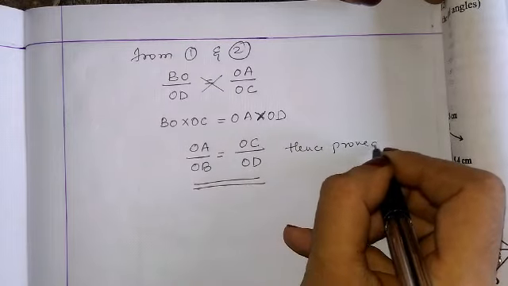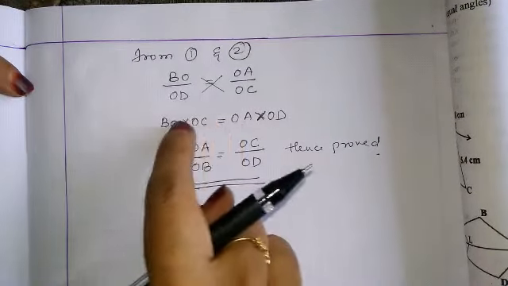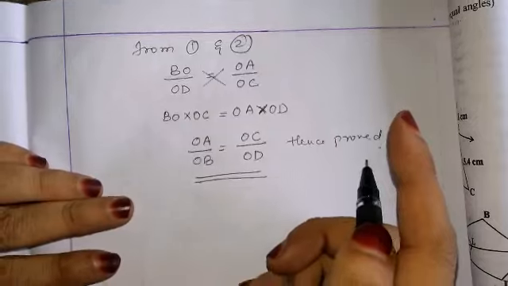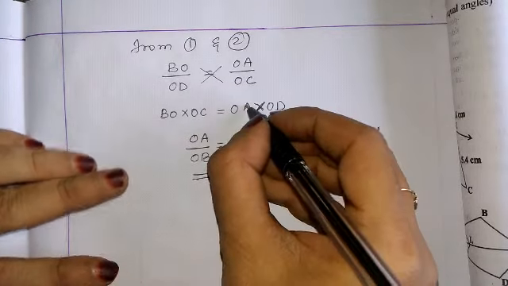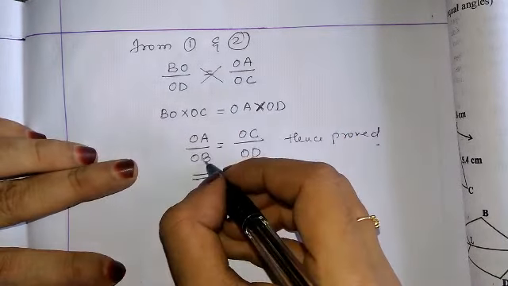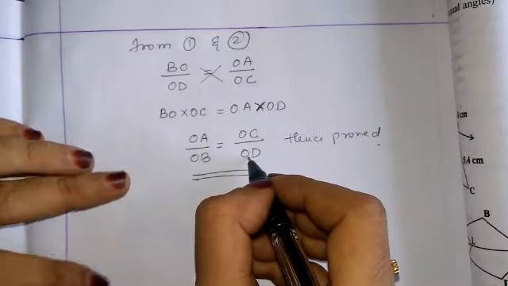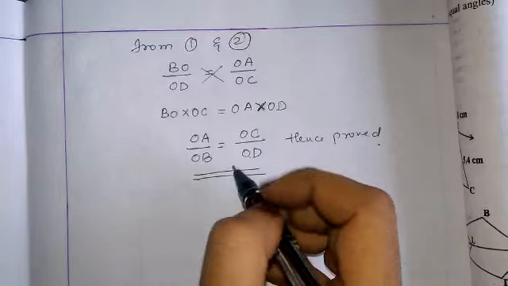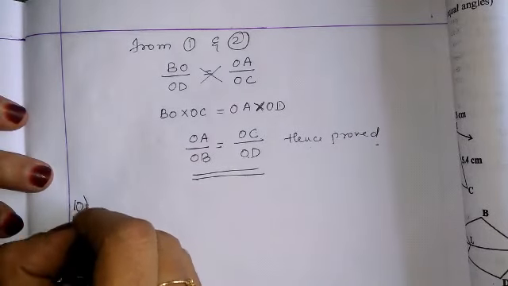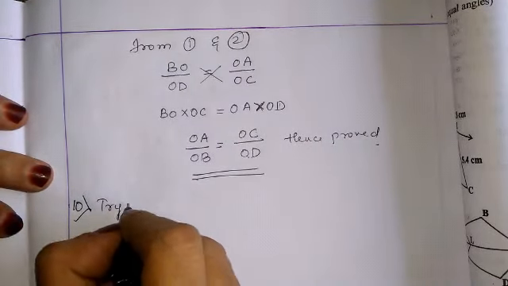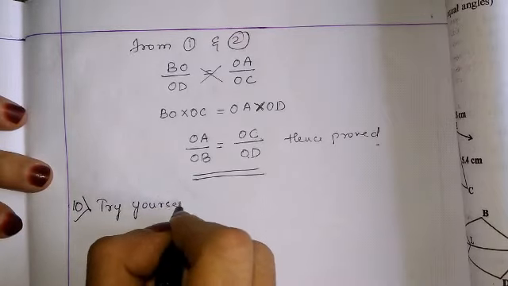We got the answer. I guess you people may be confused here, so one more time let me teach. OA as it is, OB we brought down. OC as it is, OD we brought down. Multiply will become divide. Exactly the same for the 10th one, try yourself.